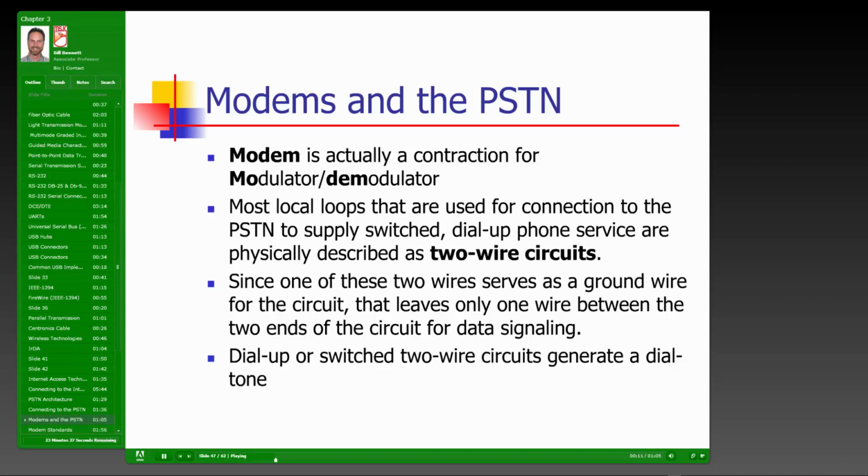So just a reminder again that the word modem, well, it's not really an acronym, it's a contraction of modulation and demodulation. And so again, they're claiming most local loops that are used for the PSTN connection are using dial-up phone service, and that they're two-wire circuits. Of course, that's not true anymore. And it just tells you that in a two-wire circuit, one's the ground wire, the other is the one that carries the data.